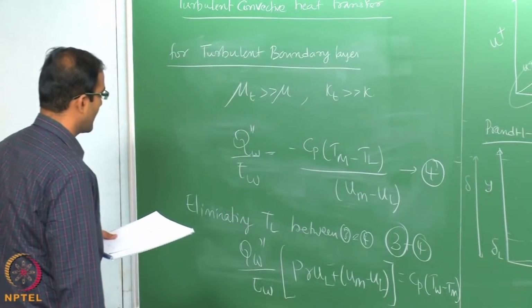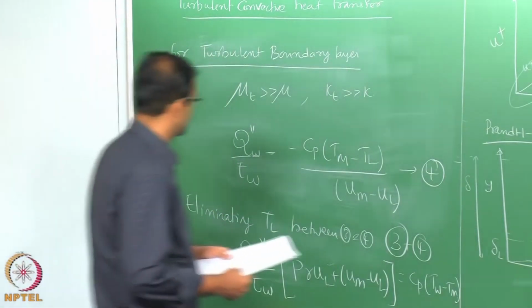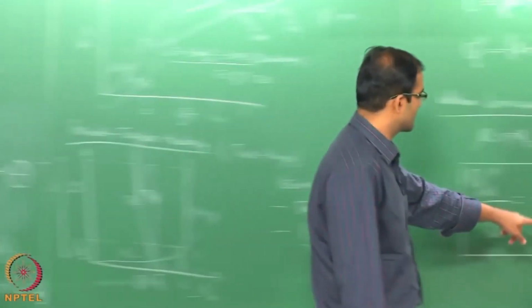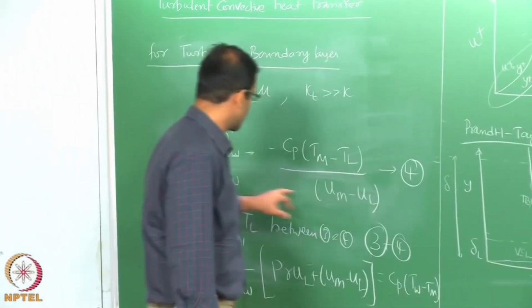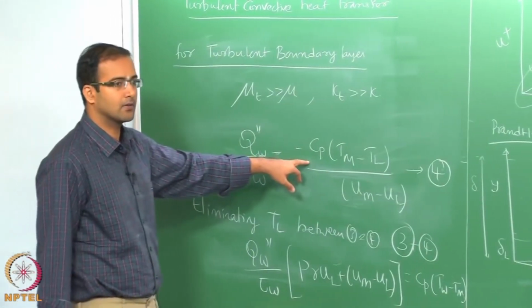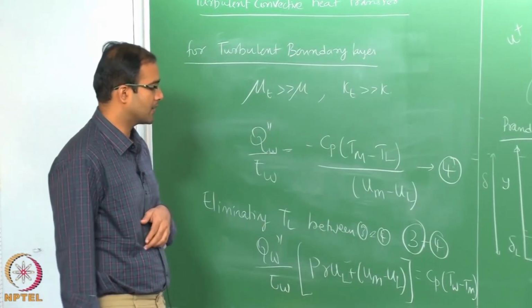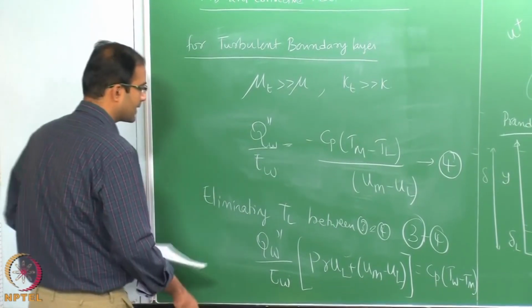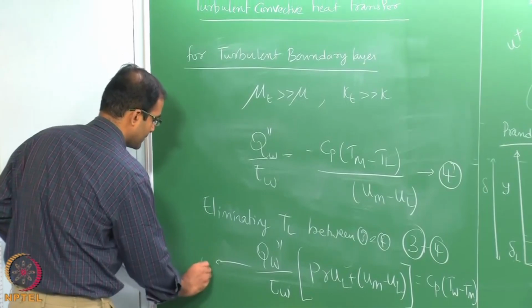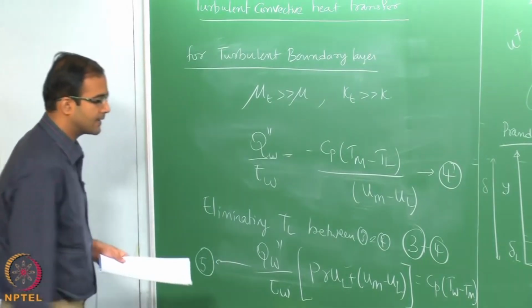Okay. So, I just take this to the left hand side, okay, and then this also to the left hand side, and then I add 3 and 4. So, on the right hand side I have Cp into T wall minus Tm. Okay. So, this is, let us say, equation number 5. In this case the TL is eliminated.